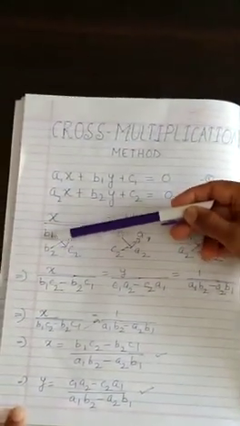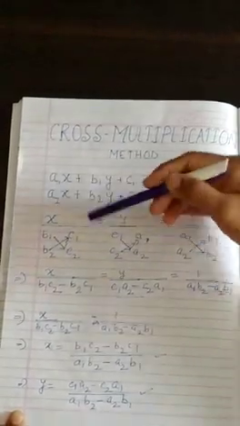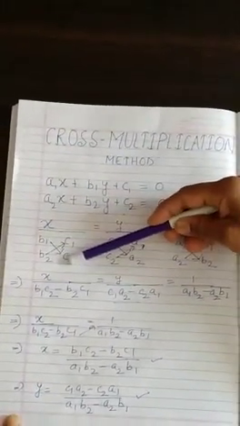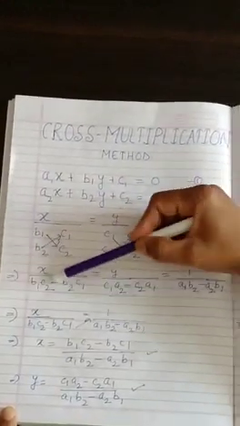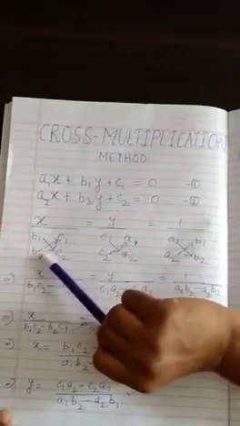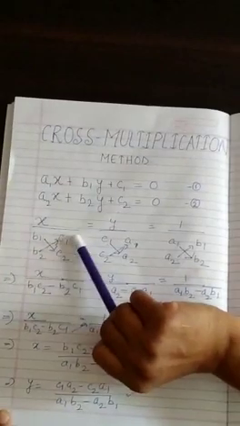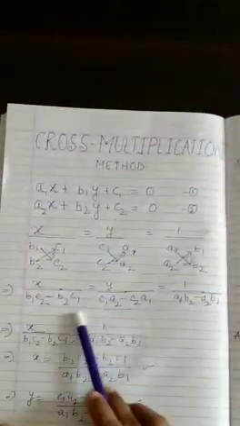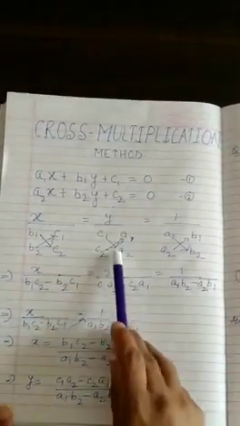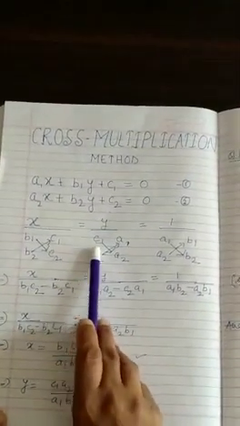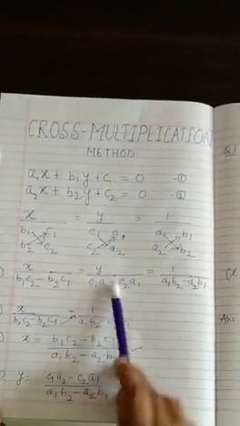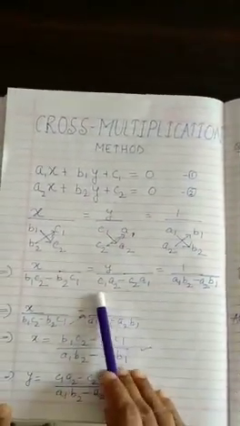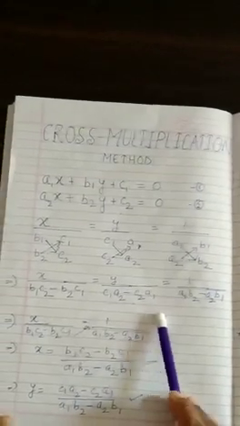Cross multiply first in the downward direction. So b1 into c2, so b1 c2, minus then upwards multiplication, b2 into c1. So b1 c2 minus b2 c1, like this we write. Similarly, in this case also, first downward multiplication, so c1 into a2, c1 a2 minus upward multiplication, c2 a1. So c1 a2 minus c2 a1, like this we have written.